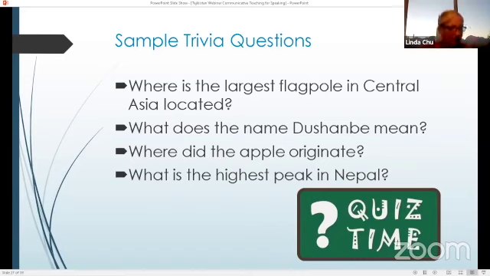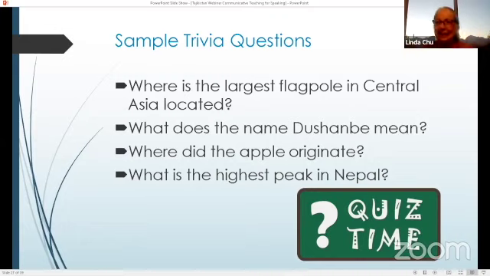So here are some sample questions. This is kind of Central Asia centric. So where is the largest flagpole in Central Asia located? And then students would go back. And of course, that one we know is in Tajikistan. What does the name Dushanbe mean?